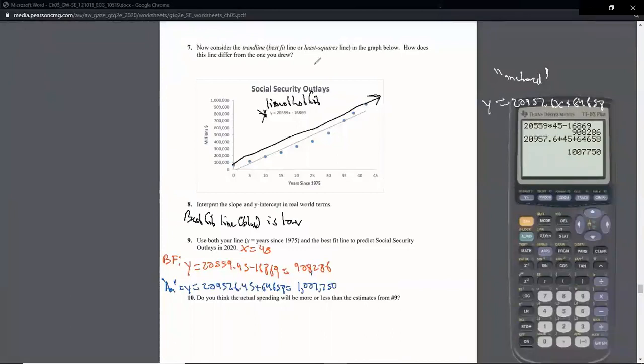And then the ultimate question, for number 10: do you think the actual spending will be more or less than the estimates from number 9? In other words, which one do you think is a better predictor, out of these two? So we're talking about the year 2020, and we want to know, is it the 900,000 or the million? And again, just tack on 6 extra zeros after those. So that's 908 billion versus 1 trillion.